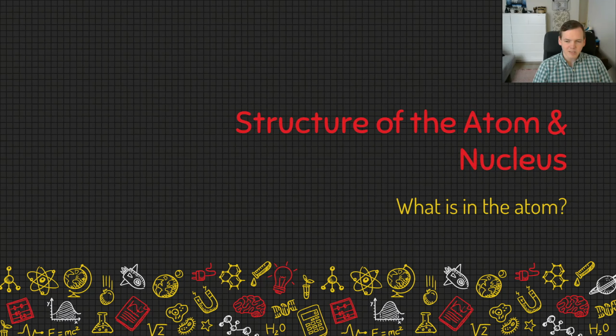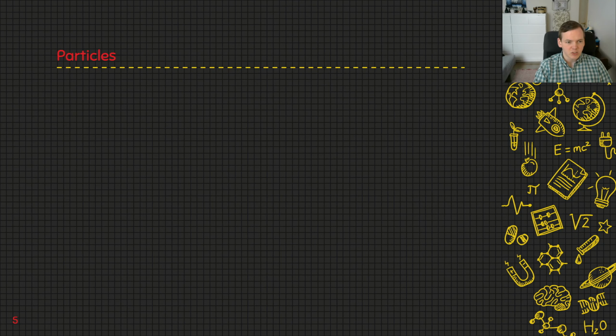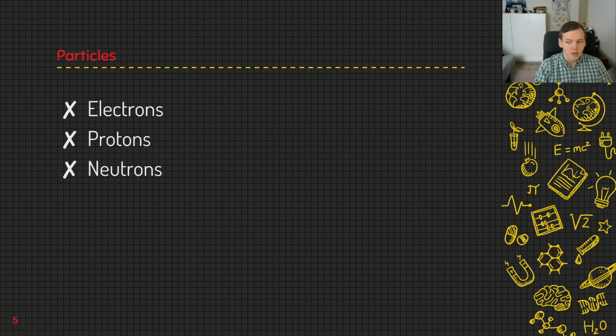Hi folks, let's take some time to talk about the atom and the nucleus. Like what is in the atom, how is it made up, all of that sort of stuff. So first we need to mention all the pieces of the nucleus. Or sorry, not the nucleus, the atom. We have three parts. We have the electrons, the protons, and the neutrons.